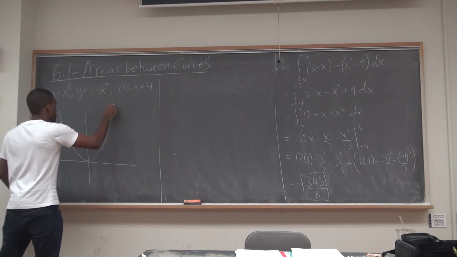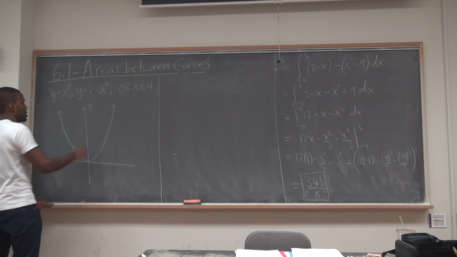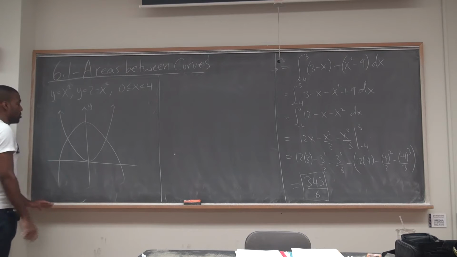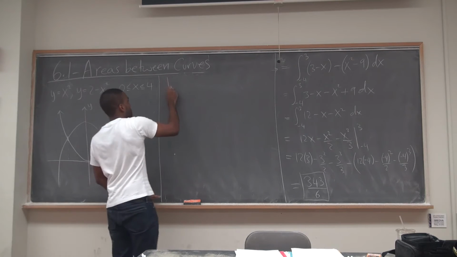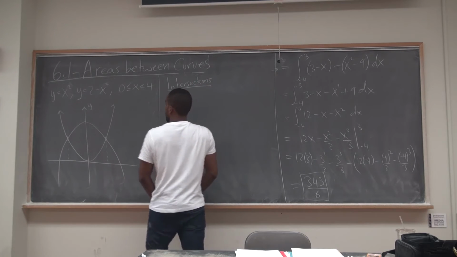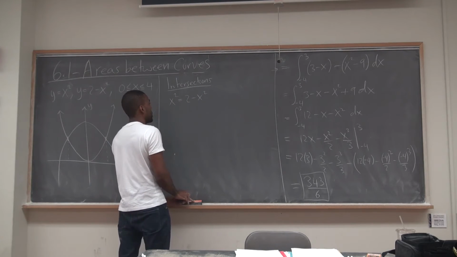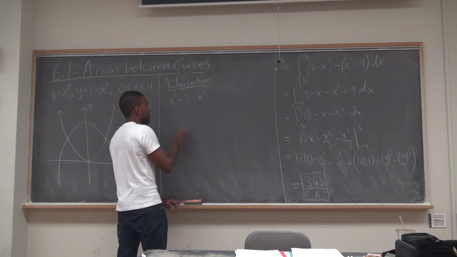Let's just sketch this thing here. What does that look like? A frowny face parabola that intersects at 2 on the y-axis. So where would these intersections be? Let's find those intersections. How do we find them? Set them equal. x squared equals 2 minus x squared. How do we solve that? You bring the x squared over to the other side.